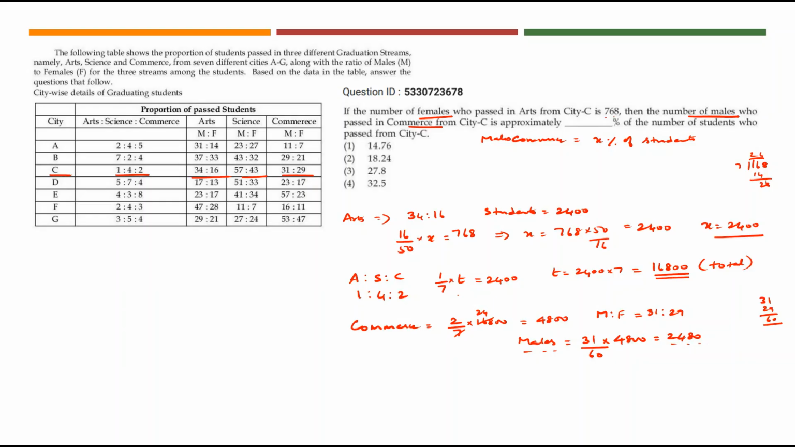Now just translate this. The number of males passed in commerce is 2480, which is equal to X percentage of the total number of students, which is 16,800. From here we have to find X value. 2480 is equal to X by 100 into 16,800. We will cancel both the zeros here. X is equal to 2480 divided by 168. This will give a value approximately equal to 14.76. This is available in option number 1. Option 1 will be the right answer.